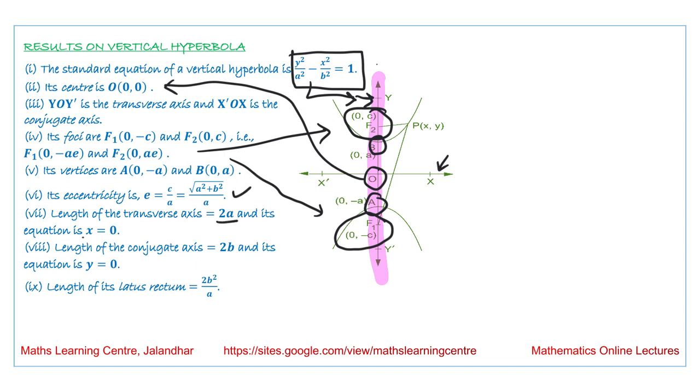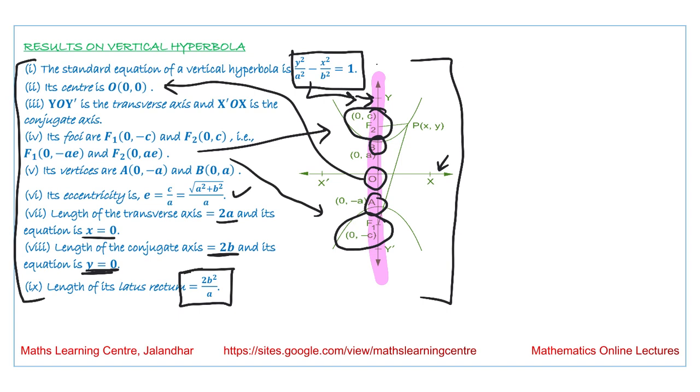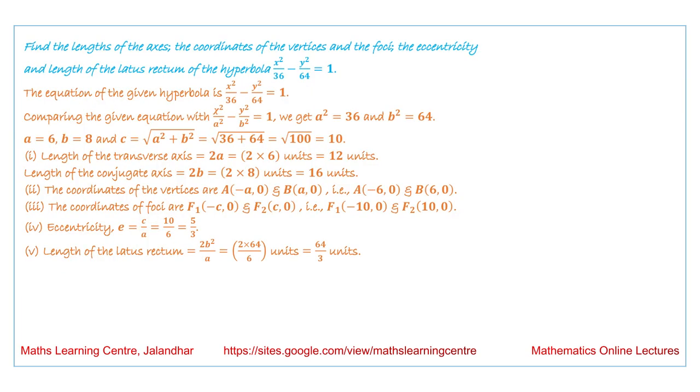The length of the transverse axis is 2a, and the equation is x equal to 0. The length of the conjugate axis is 2b, and its equation is y equal to 0, and the length of the latus rectum is 2b square over a. So these are some results related to the vertical hyperbola, and if you want to derive these results, you can derive them on the same lines as we have derived the results for the horizontal hyperbola. Next we are going to solve certain problems based upon this.